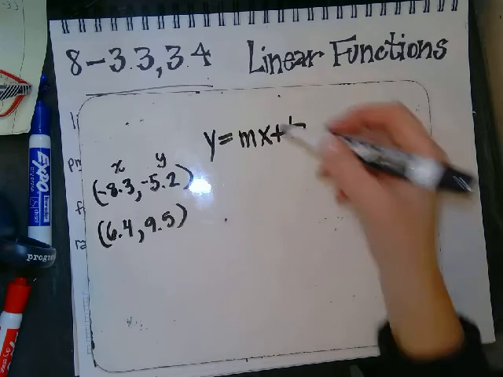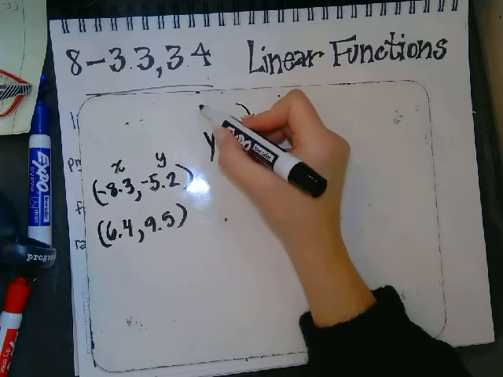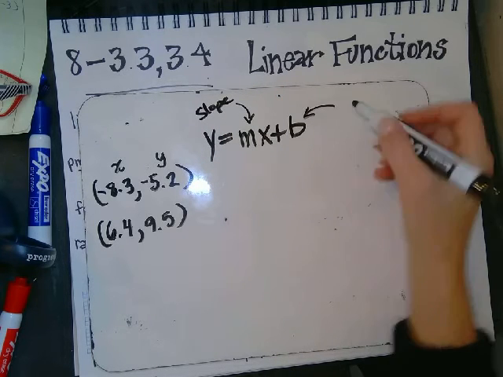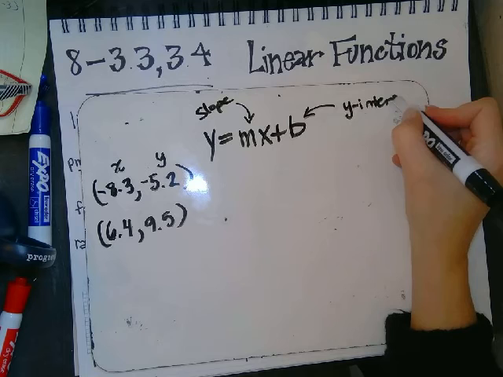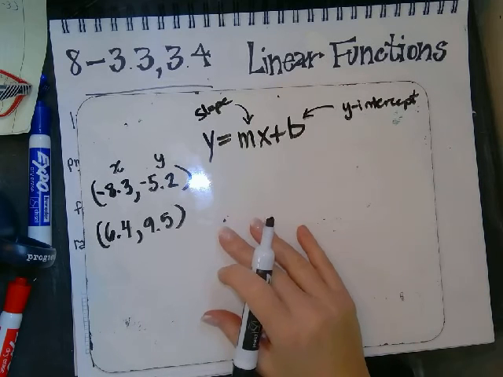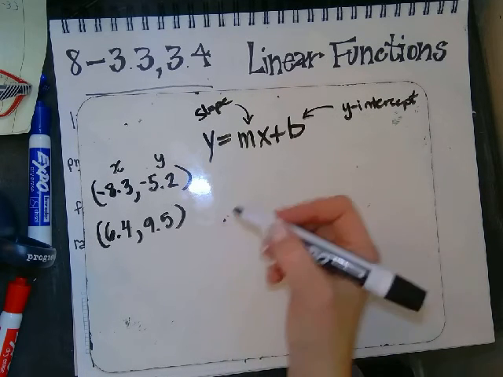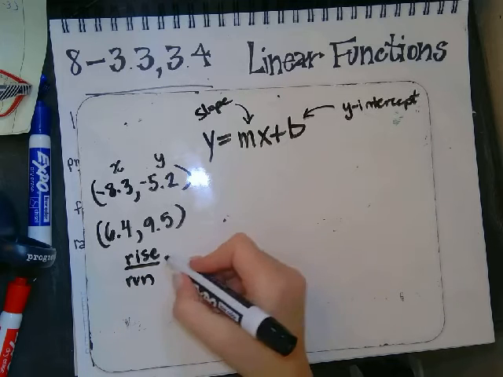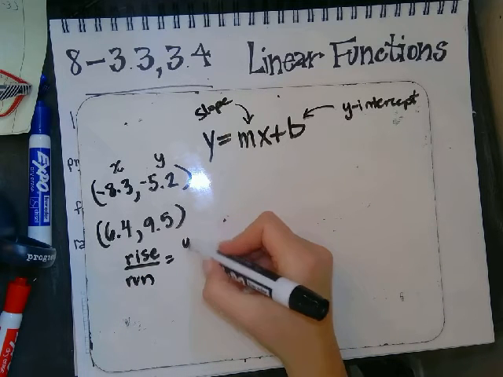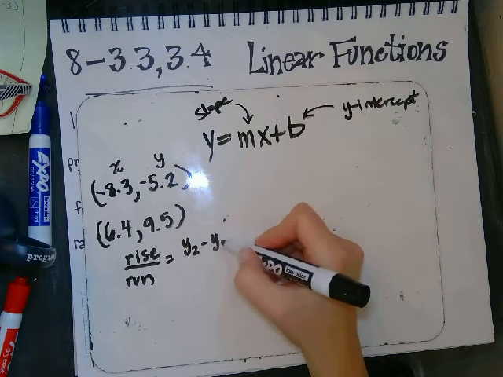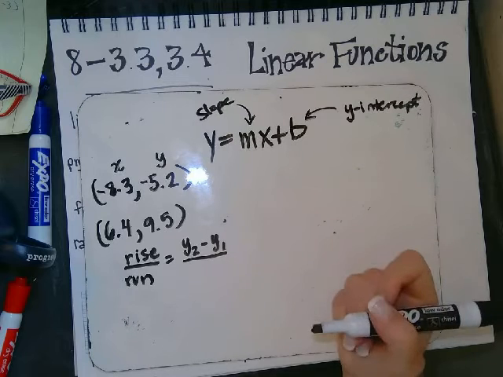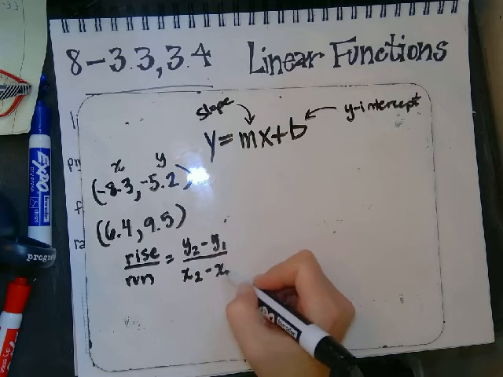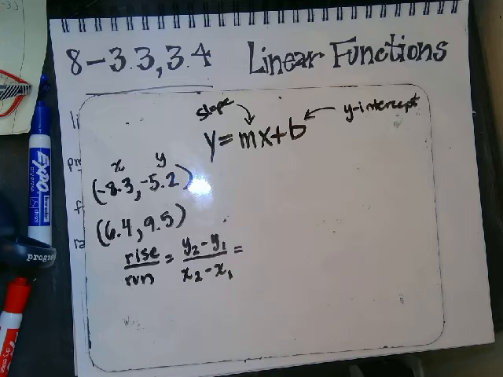So in order to do this, we have to remember a couple things. We have to remember that m is our slope, or our rate of change, and that b is our y-intercept. Okay, so let's start with the slope. Remember, to find the slope, we want to find the rise over the run. Remember, the rise is the vertical distance, or the distance we get when we take y2 minus y1, and then we divide that by the run, which is our x2 minus x1.